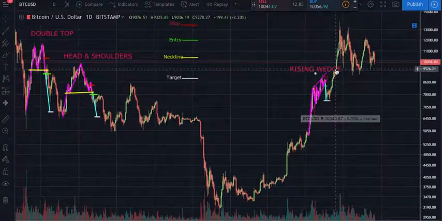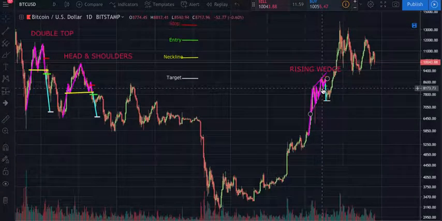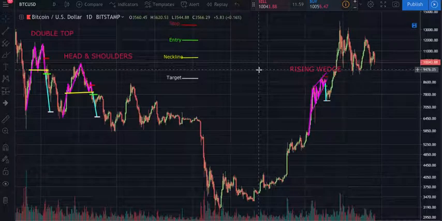A lot of times market makers will paint them to fake people out, and that's why it's important to wait for candle closes, wait for confirmation. It's important to place your stop losses and your entries in the correct places.